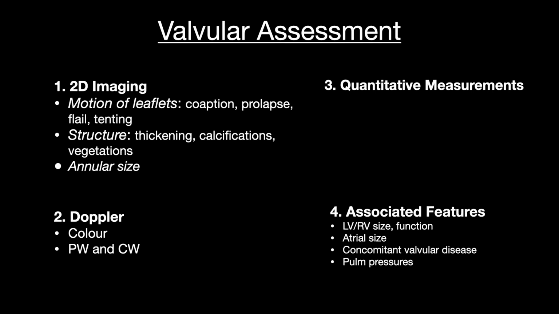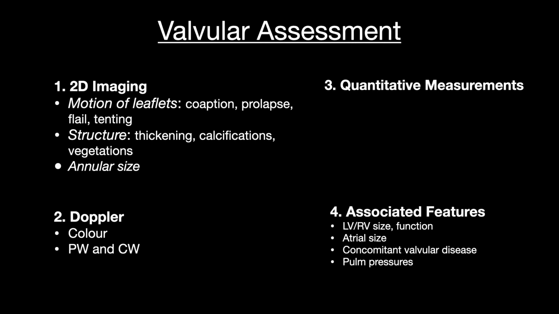In each view, you can make some or all of the following assessments. So firstly, with 2D imaging, you need to look at the motion of leaflets. So looking for coaptation, prolapse, flail and tenting. Look at the structure of leaflets. Are they thickened, calcified, or are there vegetations? And also look at annular size related to the valve that you're assessing.